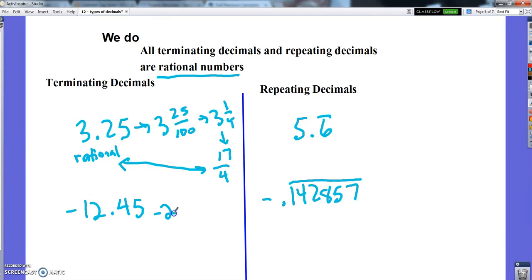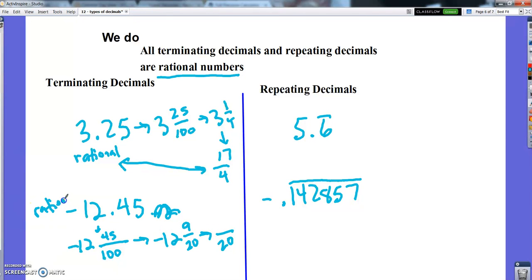And negative, let me do it down here. Negative 12 and 45/100. I think if I divided those both by 5, I'd get negative 12 and 9/20. And then I could turn this into a fraction too. Some number of 20ths. I don't want to do that math. So that means that's a rational number. If you can possibly write it as a fraction, it is.